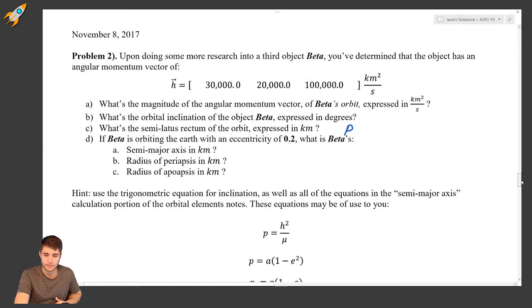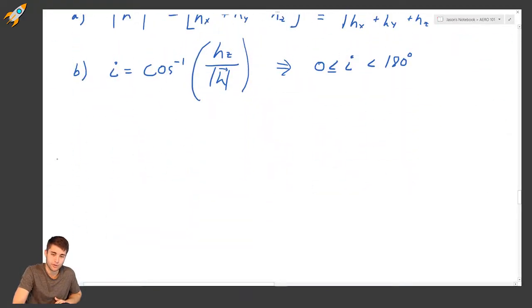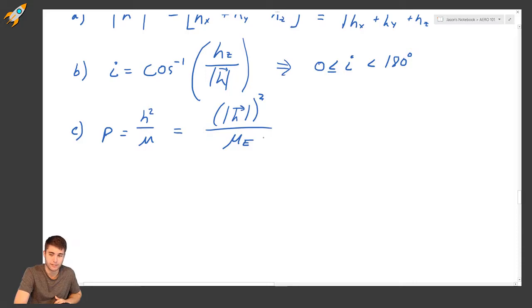So let's take a look at the third problem. What's the semi-latus rectum of the orbit expressed in kilometers? Well, we know the equation: p is equal to h squared over mu, which is just the magnitude of the angular momentum vector, which we calculated in step 1, squared over mu of the Earth, which is provided in problem 1. We already have all that information.